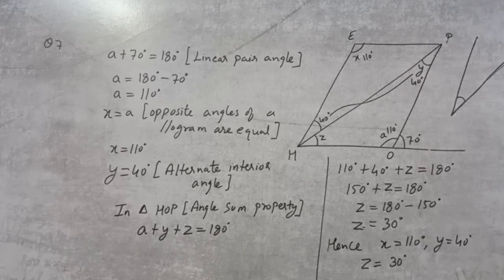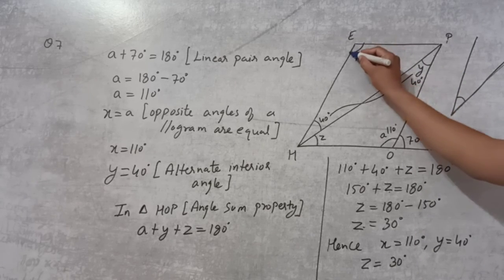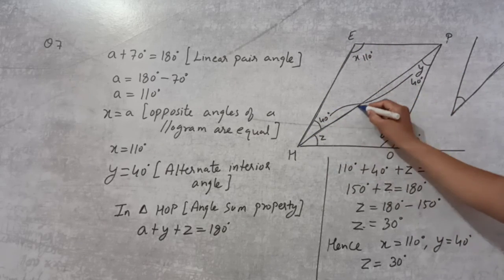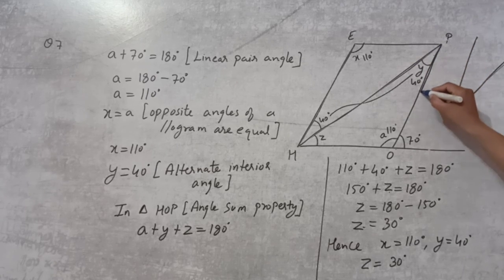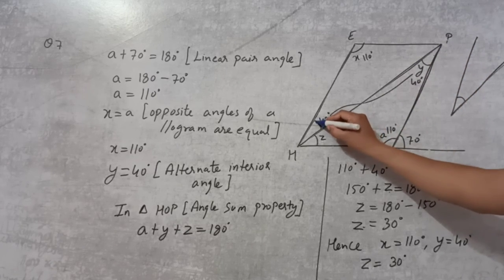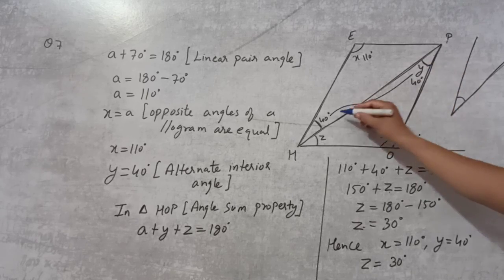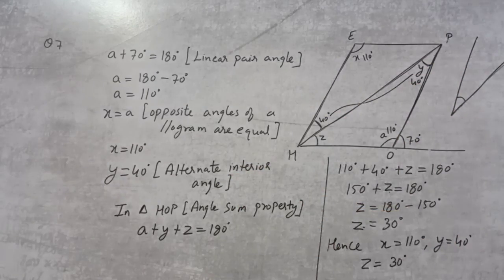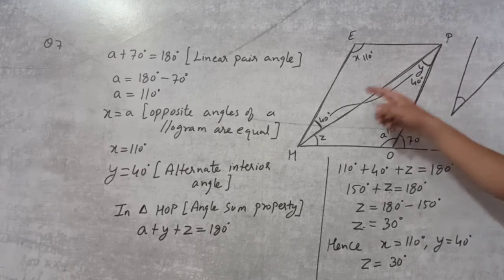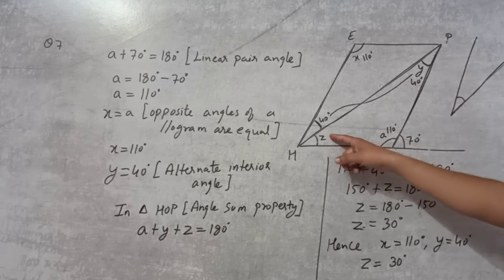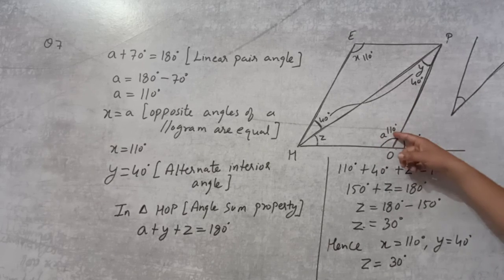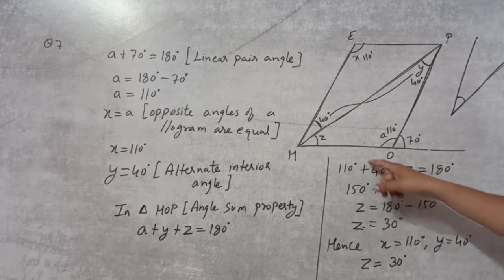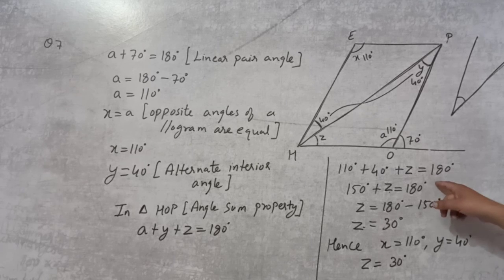So this Y equals 40 because you can see it is forming a Z here. This angle and this angle are known as alternate interior angles. That's why Y came 40 degrees. And here it is forming a triangle, so we will add all these three angles, and it will come to 180. We will put the value of A, put the value of Y, and Z will come. So from here we have got the Z. So question number 7 is completed.